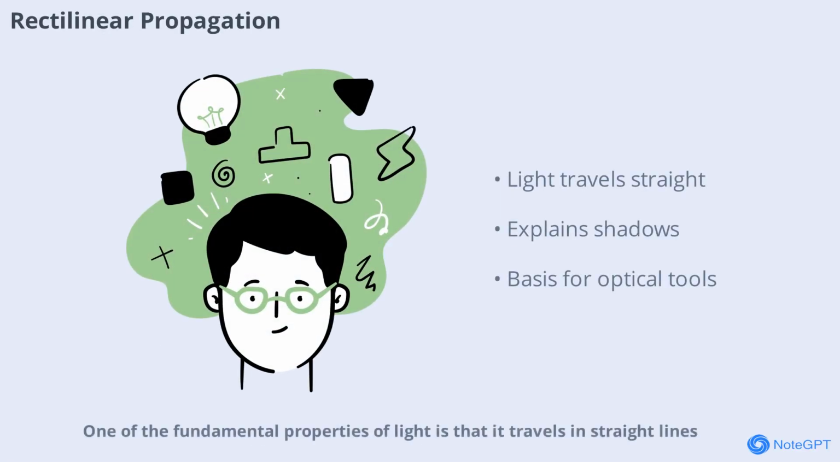One of the fundamental properties of light is that it travels in straight lines, a concept known as rectilinear propagation. This explains why shadows form and why light beams don't bend around corners. You can observe this by shining a flashlight through a narrow slit or using a pinhole camera. This property is the basis for many optical instruments and helps us understand how images are formed.